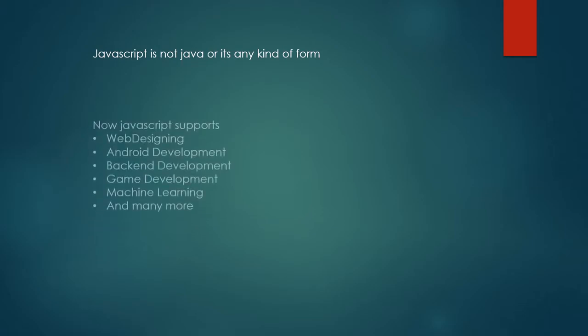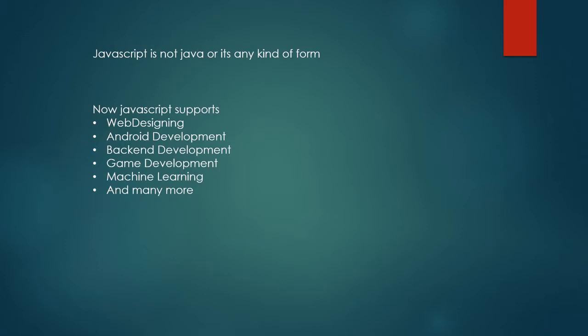So first thing, JavaScript is not Java, nor is it any kind of form of it. Today JavaScript supports many different fields in computer science like web designing, Android development, backend development, game development, machine learning, blockchain development, and many more things. So learn one thing and apply it in every field. Without wasting time, let's go ahead and learn this. Here we will start our JavaScript journey. So let's get started.